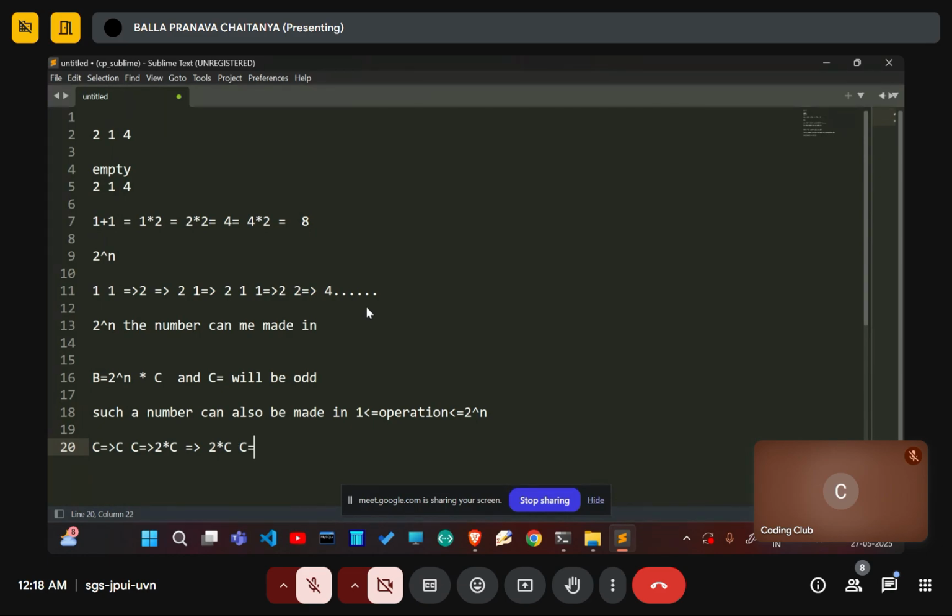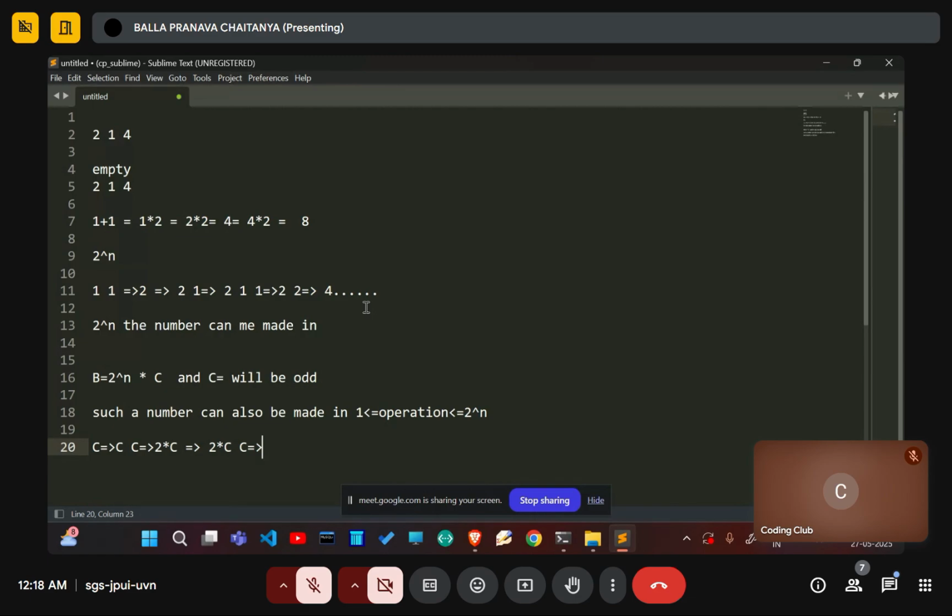I'm directly skipping some steps. So now you can understand, instead of one, this time you're pushing c, and everything is the same. This can also be made in 2 to the power 1 to 2 to the power n operations. So every number can be made using these many operations. Now this is the most important part to understand this problem. If this part is clear, then the problem is really easy. We'll calculate the maximum number of operations that can be used, and if k is less than or equal to the maximum number of operations, then it is possible, else it is not possible.